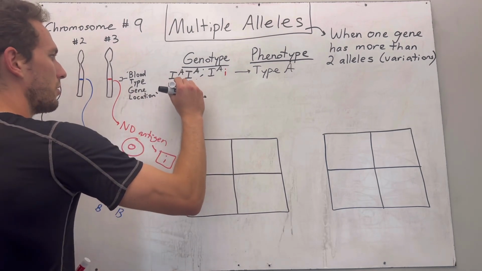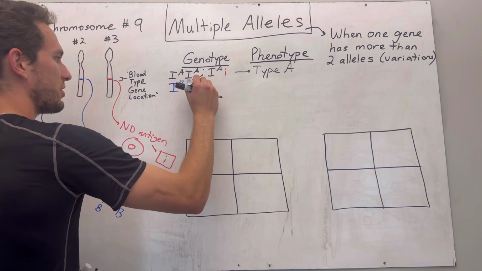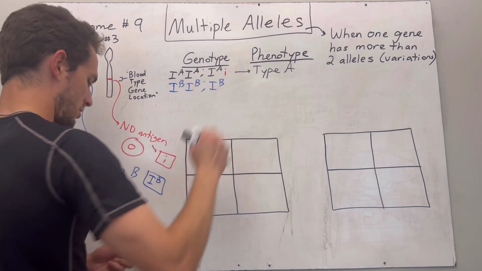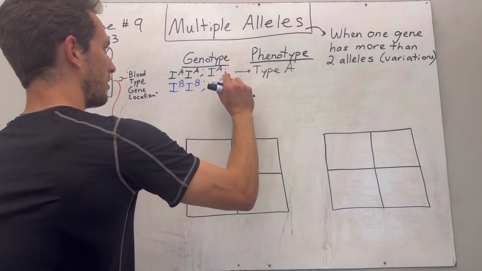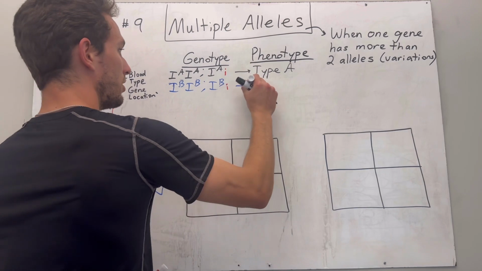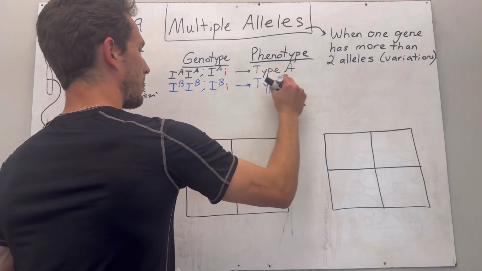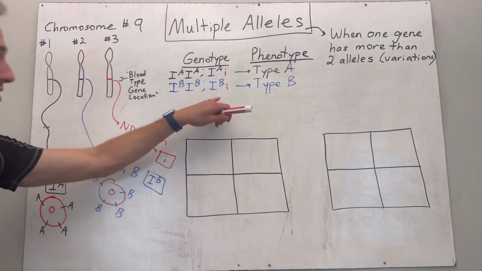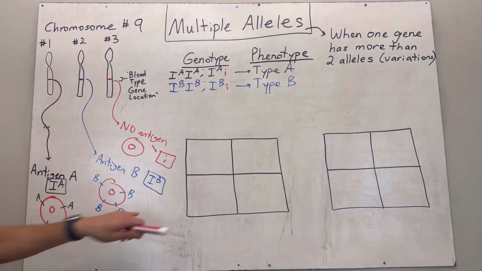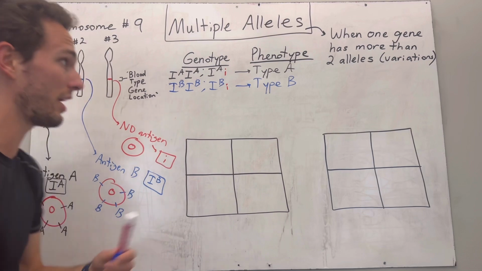Let's say we have two of those, big I, big B. That's obviously going to be type B blood. And in the same vein, say you're big I, big B, but then you had a little i. Well, regardless, what type are you still going to be? You're still going to be type B. Okay, because even if you have a big I, big B, and a little i, you're still going to show that antigen B. So you have type B blood.